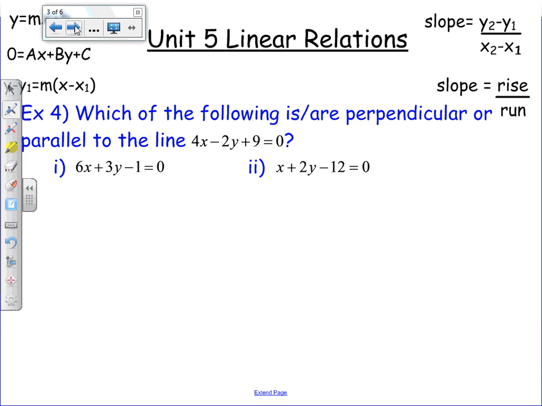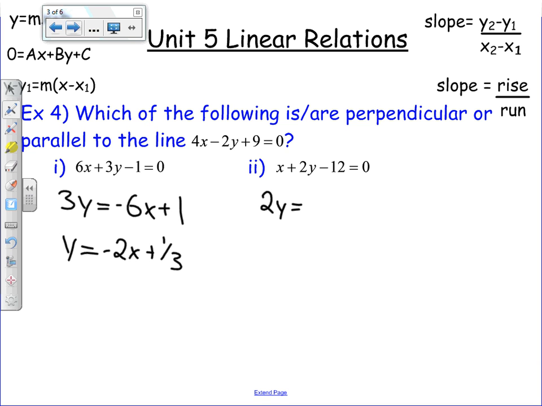So let's do them quick. 3y is equal to negative 6x plus 1. You should get y is equal to negative 2x plus 1 over 3. This one you should get 2y is equal to negative x plus 12, which means y is equal to negative 1/2 x plus 6.